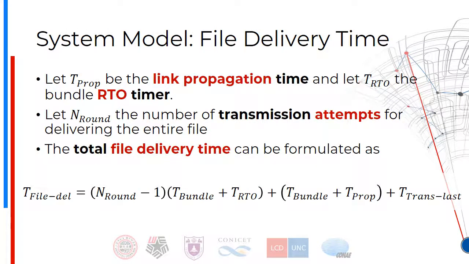So now let's assume that we have tprop as the link propagation time and the RTO timer modeled as TRTO. And we will say that n round is the number of transmission attempts for delivering the entire file to the destination. In the example we have just seen, we have essentially three round tries, and then we have the last propagation and then the TTransLast to deliver the data to the destination. The total file delivery time is therefore this equation that we have here. It's very simple, and let me describe this formula with a picture in the next slide.